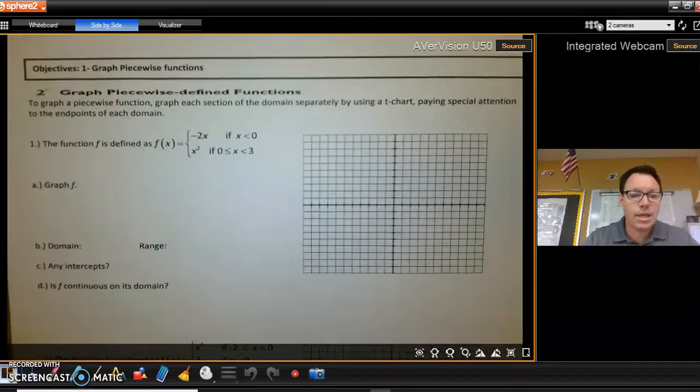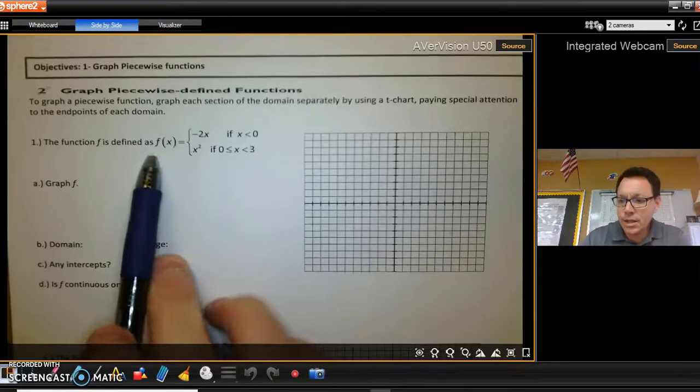Hey guys, last lesson you were introduced to piecewise functions, and today we're going to graph some piecewise functions. So take a look at this first function.